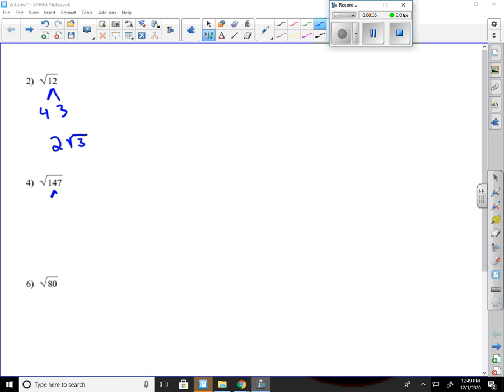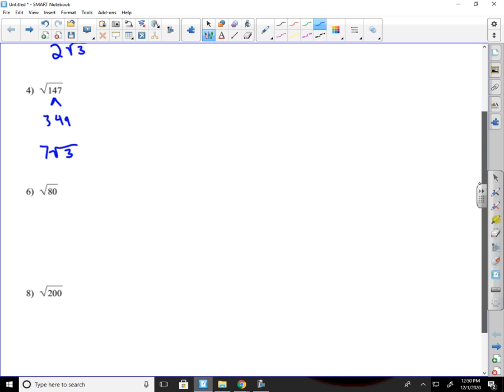Number 4, we have square root of 147. What's 147 break down to? You know what it breaks down to, Santino? Yeah, why not? He doesn't know what it breaks down to. Very nice, Miss Steele. 3 and 49. And 49 is a perfect square, so that gives us 7 root 3. Beautiful. That was easy.